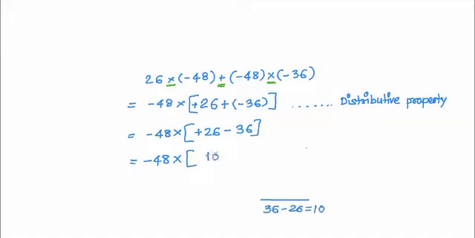And what is the sign of this answer? Sign will be the sign of the greater number. Between 26 and 36, 36 is the greater number and its sign is minus. So we'll use minus 10 here. Now multiplication, one was a negative number, the second also a negative number. First we'll multiply the weights. 48 into 10 gives us 480. Even number of negative numbers gives the answer sign as plus. 480 is the answer.